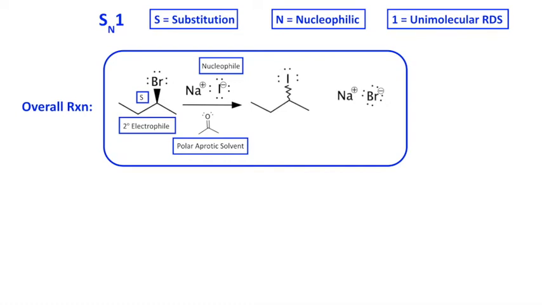And then our products for this one, we get a racemic mixture. We don't get the inversion like we see for SN2. We get a wiggle here. And remember, the wiggle means that's a 50-50 mixture of wedged and dashed.